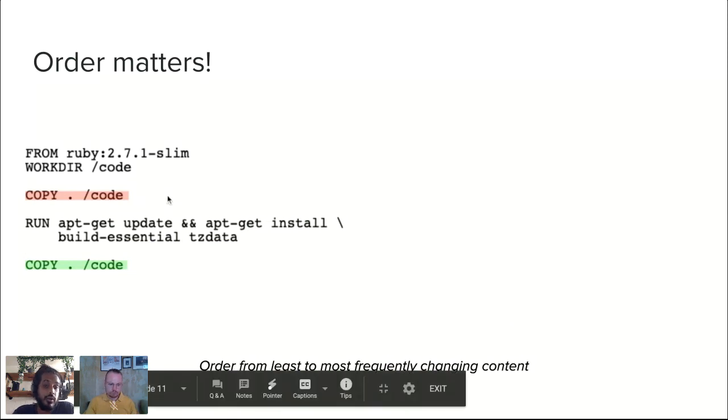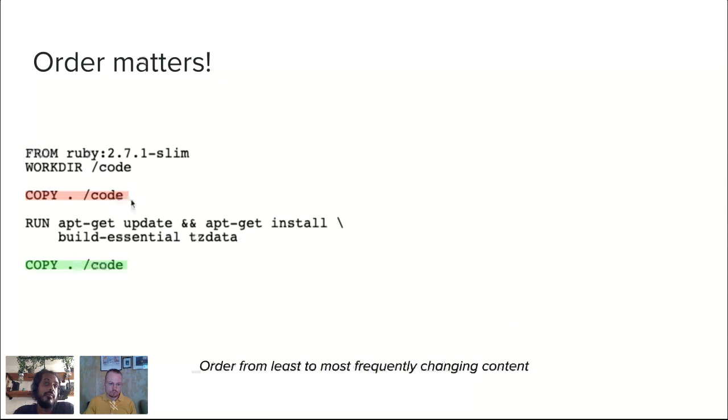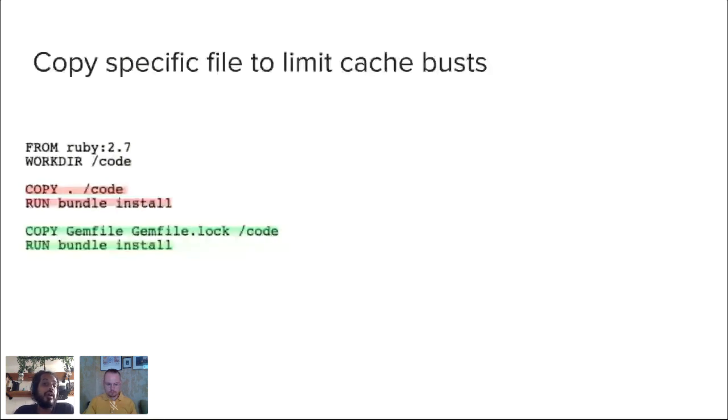It's more likely that your source code will change than the operating system packages. So you would want to copy your source code later, and wherever possible, try to copy specific files. In this example, if I copy all my source code and then install my dependencies, and I change anything in my source code which is not related to dependencies, it will still invalidate the dependency installation step, and it will install the dependencies again, which usually takes a lot of time, at least in Ruby applications.